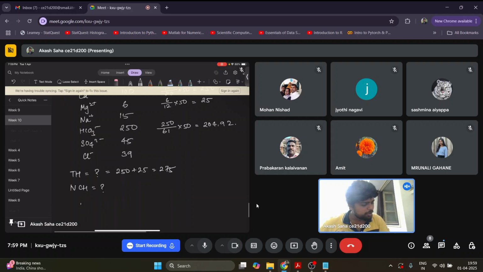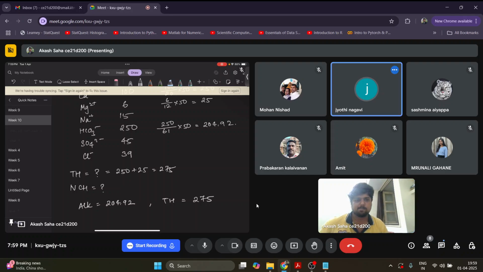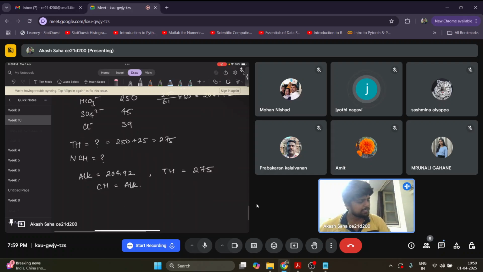Now I told you alkalinity is equal to 204.92, and we know temporary hardness is equal to 275. From this data, what can we say? Carbonate hardness is equal to alkalinity. Yes, we can say directly that carbonate hardness is equal to alkalinity, so carbonate hardness is equal to 204.92.